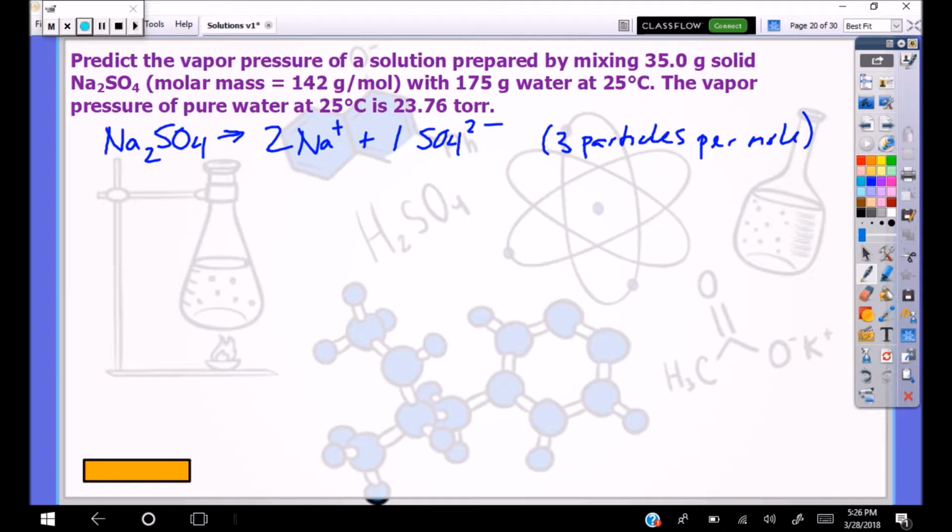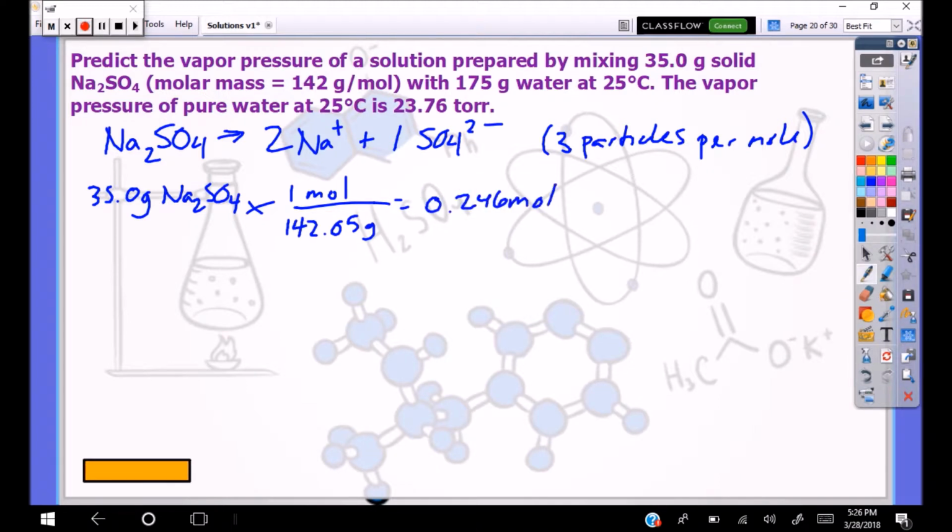Okay, so 35 grams of my sodium sulfate, and let's convert that to moles. The molar mass I had down was 142.05 grams, and I got 0.246 moles of sodium sulfate. But remember, we have to multiply by 3 particles per mole to figure out our total moles of solute. So 0.738 moles of solute is actually being dissolved here when we look at each particle.